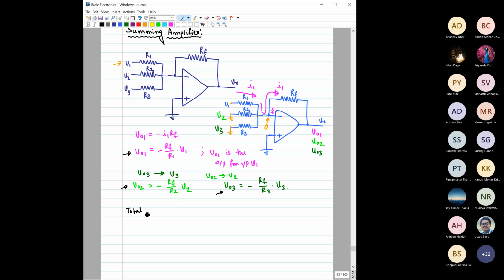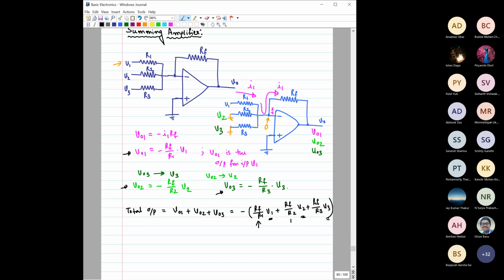Then what will be the total output? Total output would be equal to V01 plus V02 plus V03. So quite easy. It is now minus RF by R1 V1, RF by R2 V2, RF by R3 V3, because these things are not equal. So you can see basically what this circuit is doing is adding the inputs V1, V2, V3. But it is not actually adding V1, V2, and V3, it is adding their weighted values. For example, the weighted value of V1 is RF by R1, and then it has been added.